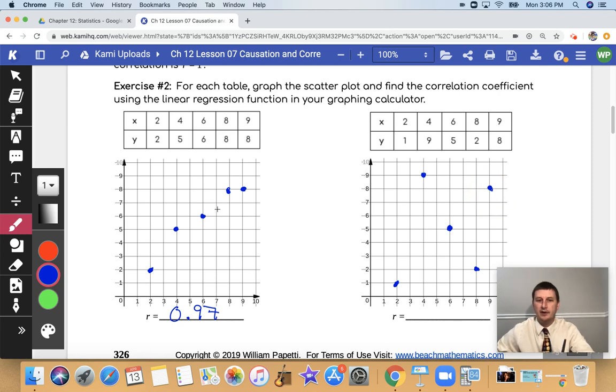So again, compared to this chart over here, this scatter plot is all over the place. We don't know if this line is even going up or maybe even going down over here. So let's see how the R value is affected with these points.